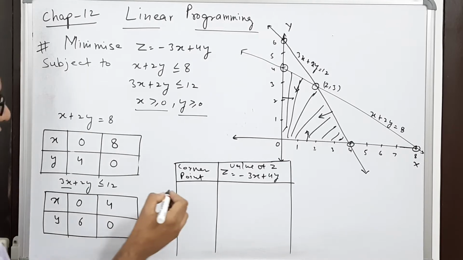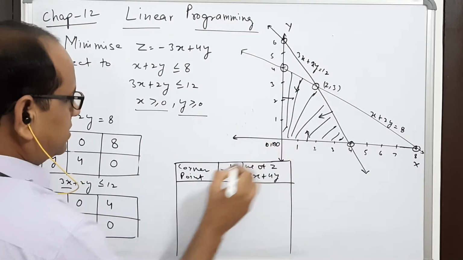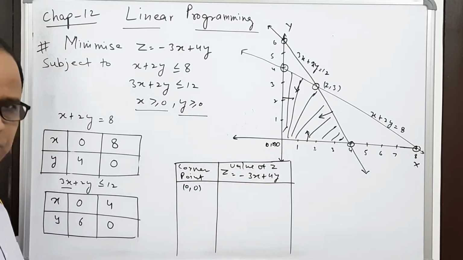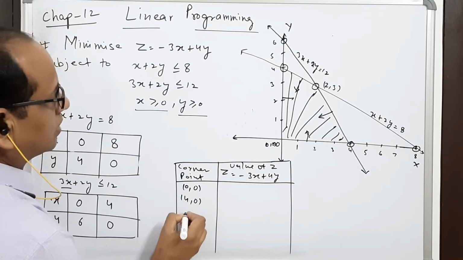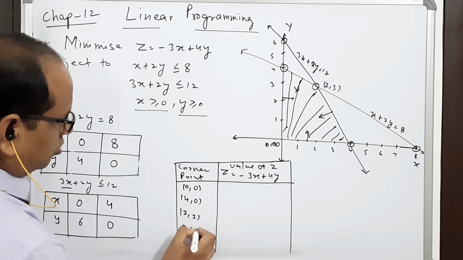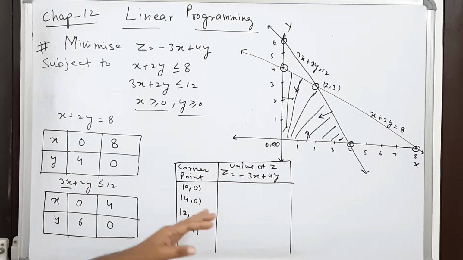Now we will write the coordinates. I am writing the coordinates of the corner points of the feasible region. The first is 0, 0. The second is 4, 0. The third is 2, 3. And the fourth is 0, 4. And here we will calculate the value of z.